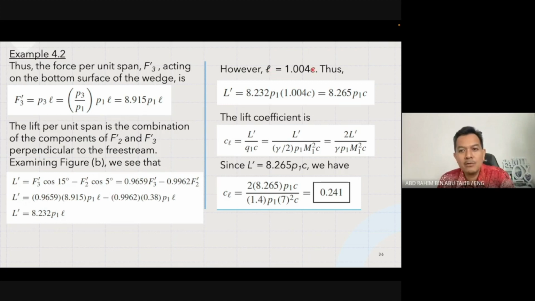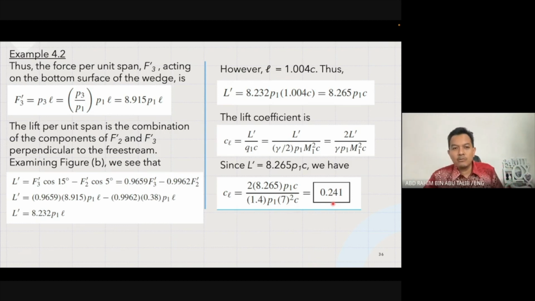However, we know that L equal to 1.004 chord length. So you replace this L with 1.004 C, thus you will get 8.265 P1 C. So for the lift coefficient, you use the lift coefficient equation, then since we know the lift equal to 8.265 P1 C, you put in the values and solve this equation where you cancel out the P1 and P1 over there. Then you also cancel out the length of the chord of the wedge. Then you will get a value of the coefficient of lift to be 0.241.